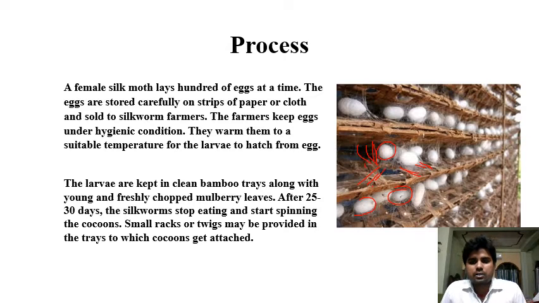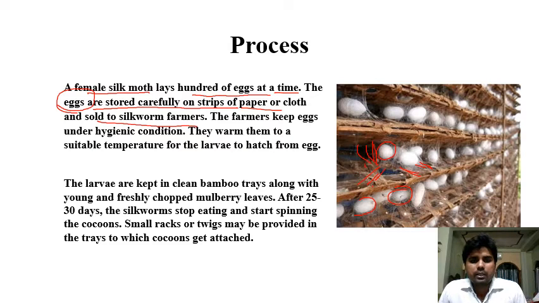Let's study what is given here. How do farmers produce more and more amount of silk? A female silk moth lays 100 of eggs at a time. The eggs are stored carefully on the strip of paper or cloth and sold to the silkworm farmer. So actually the eggs are sold to the farmers so that they can cultivate or grow them in their own farm.